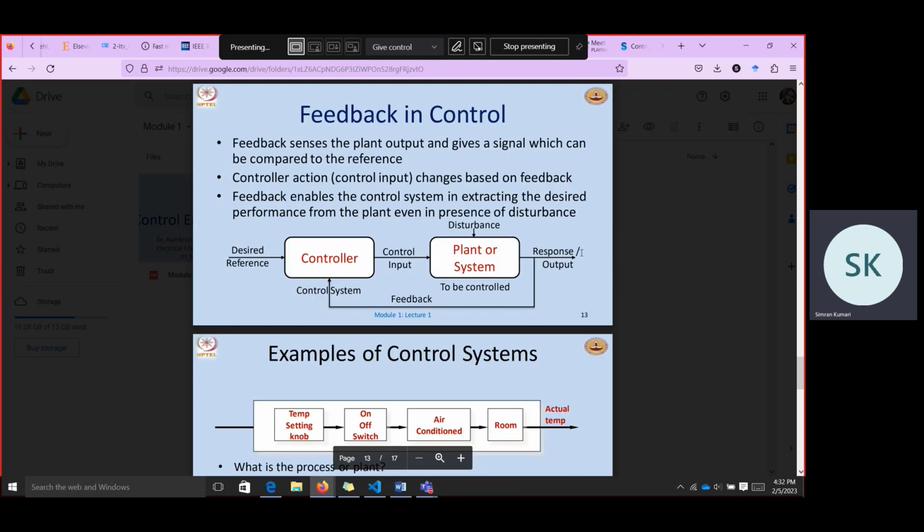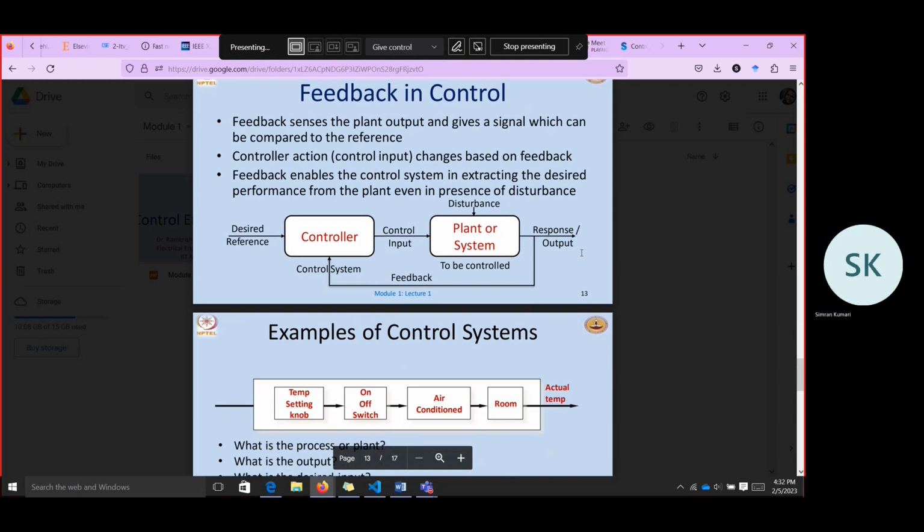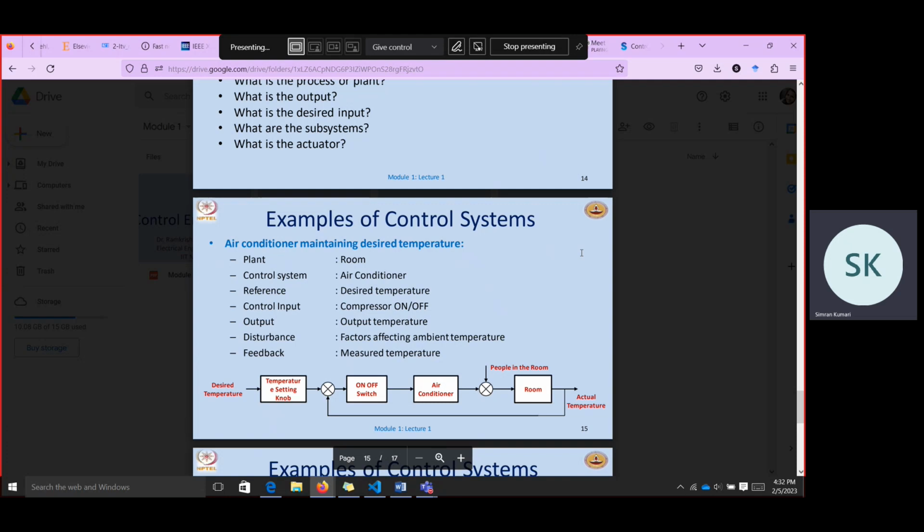And in the control engineering course, we'll be dealing with the feedback control system. So we came to know what the different components in this feedback control system are, like the plant, the system that has to be controlled, and then the controller, which is giving the input to the system, or we can say giving the input to the actuator.